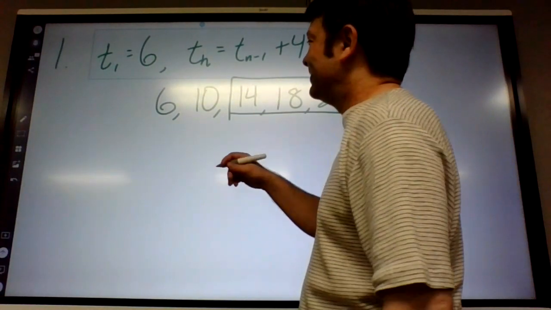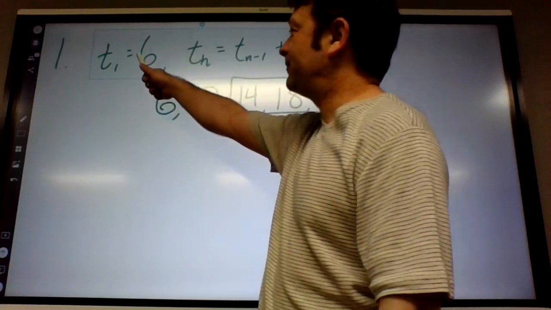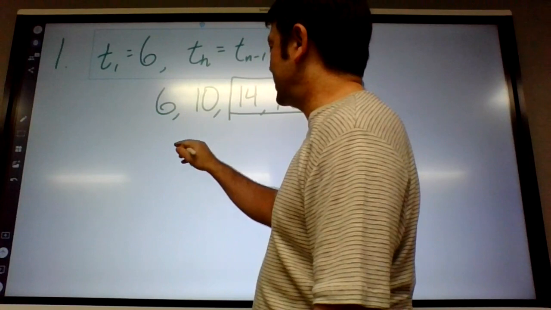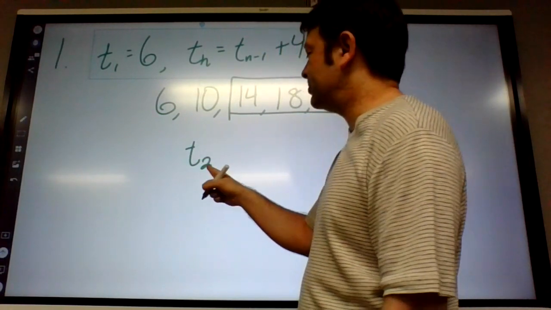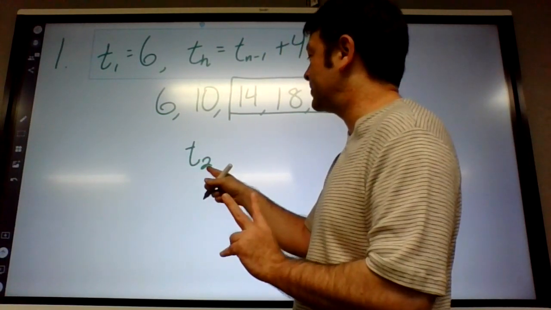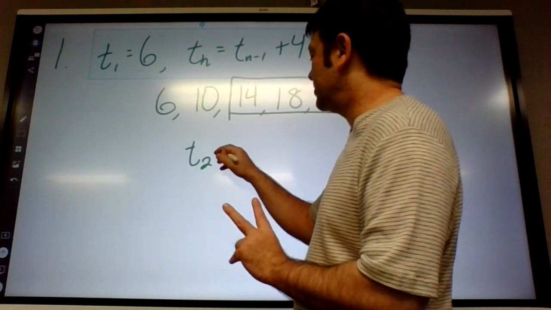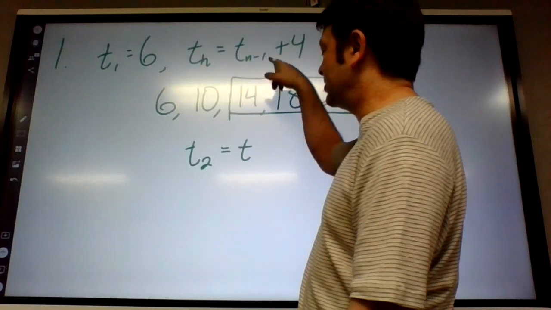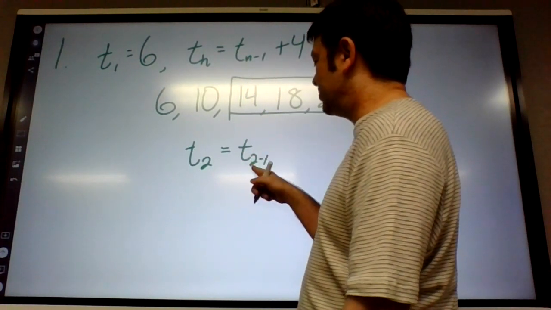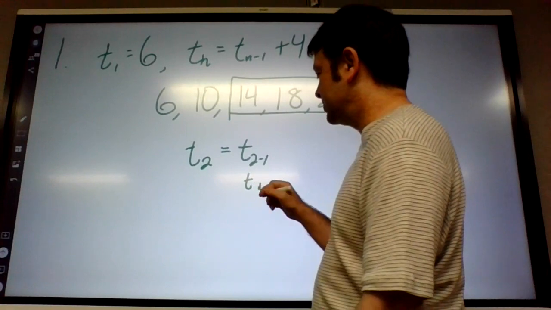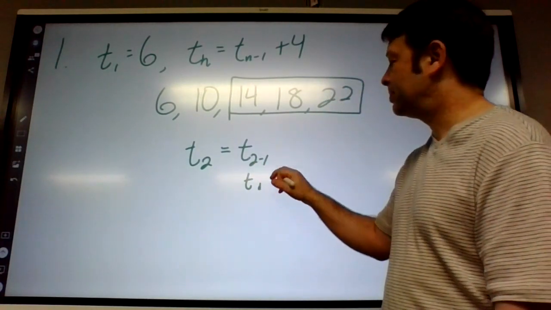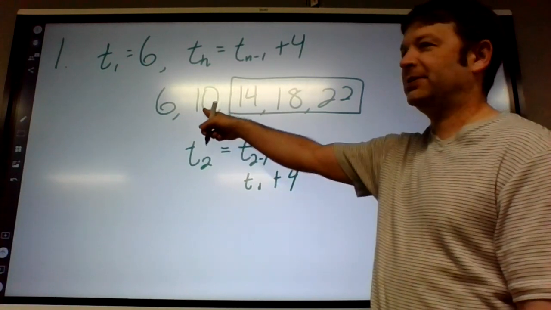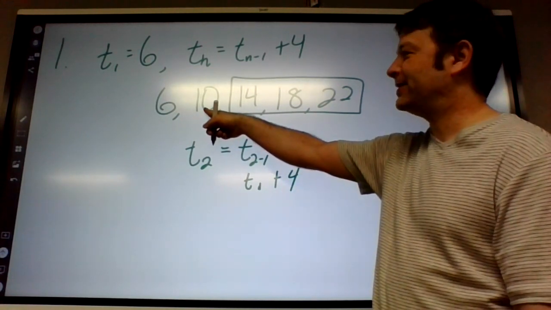Okay, now here we go. So the first term they just tell us is 6. Got it? So if we're looking for the second term, that would be called t sub 2. When n is 2, that means you're looking for the second term. To find it, you would use t sub 2 minus 1. So in other words, you would use the first term plus 4. Okay. So that's how we got to 10.